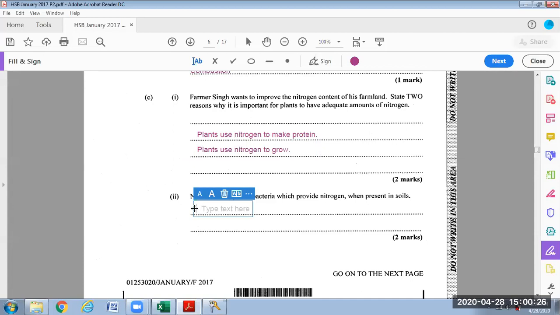I'd like a reader, please, for part 2. Name 2 types of bacteria which provide nitrogen when present in soils. Right. Two types of bacteria which provide nitrogen.